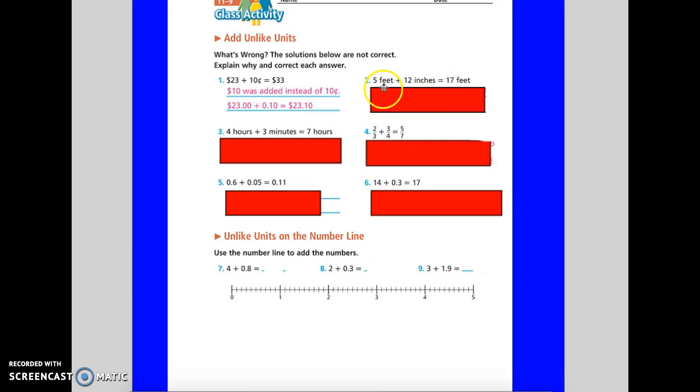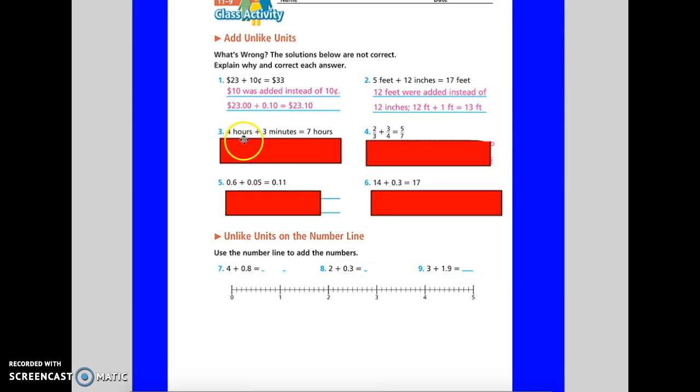How about this one? 5 feet plus 12 inches equals 17 feet. Oh, that's way wrong, right? They added the numbers, but one's in feet and one is in inches, and they have to be the same thing in order to add them. We can't add feet and inches without converting them. If 12 feet were added instead of 12 inches, we could have said 12 feet plus 1 foot would equal 13 feet, okay?